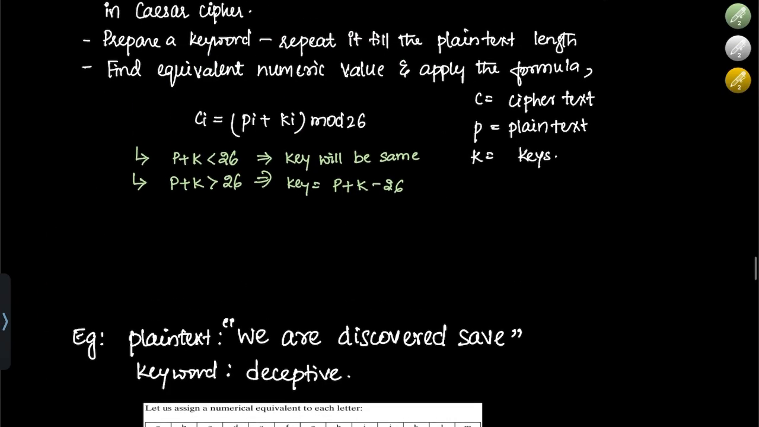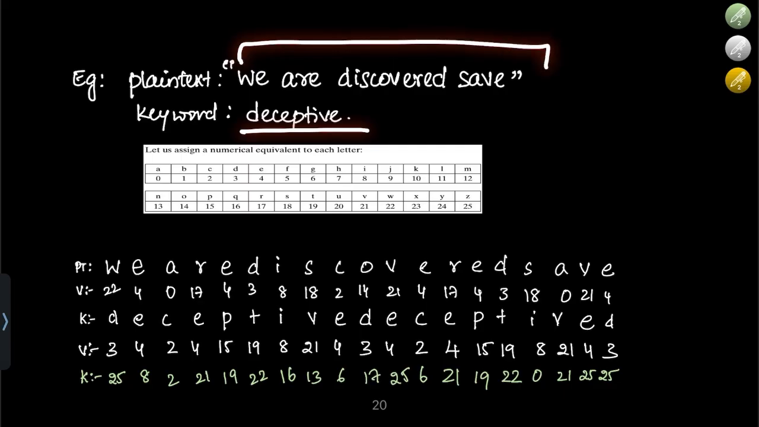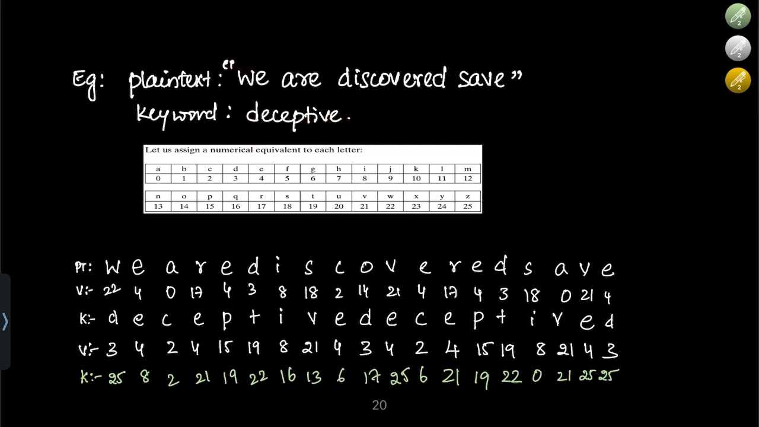We have seen in the rule that we have to repeat the key till the plain text length. Here DECEPTIVE is very tiny compared to this big sentence, so you have to repeat it till the end: DECEPTIVE, again DECEPTIVE, again D. Now we have covered all the keys. Next, writing the numeric equivalents of the keys: for D it is 3, for E it is 4, for C it is 2, for E again 4, for P it is 15, and so on.